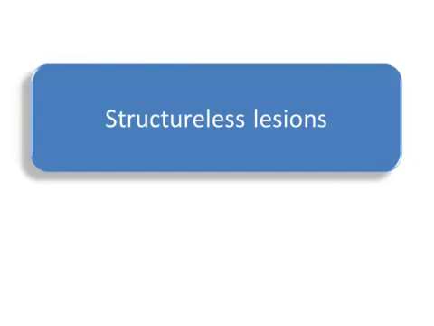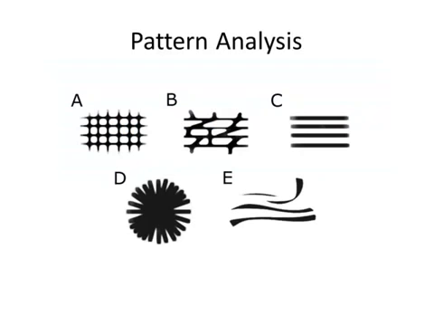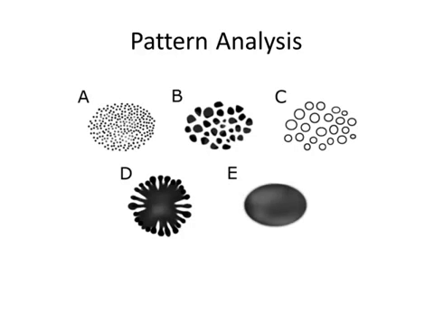This podcast is about dermoscopy of structureless lesions. In pattern analysis, we have different patterns depending on which basic elements are present. Lines may form 5 different patterns: reticular lines, branched lines, parallel lines, radial lines, or curved lines. But also, the other basic elements may form patterns: a pattern of dots like in A, a pattern of clots like in B, a pattern of circles like in C, and a pattern of pseudopods like in D.